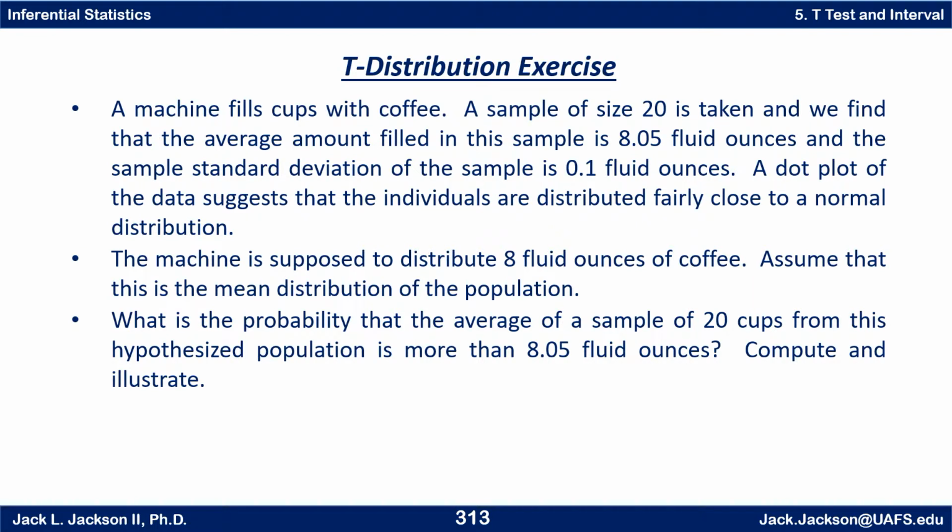The machine is supposed to distribute 8 fluid ounces of coffee. Assume that this is the mean distribution of the population. What is the probability that the average of the sample of 20 cups from this hypothesized population is actually more than 8.05 fluid ounces? Compute and illustrate.